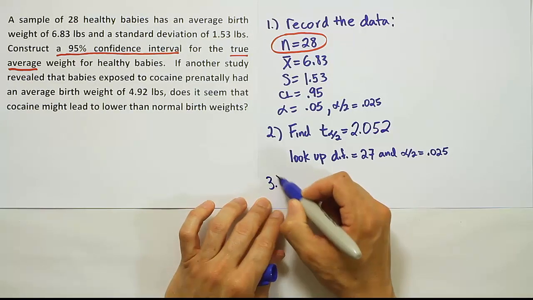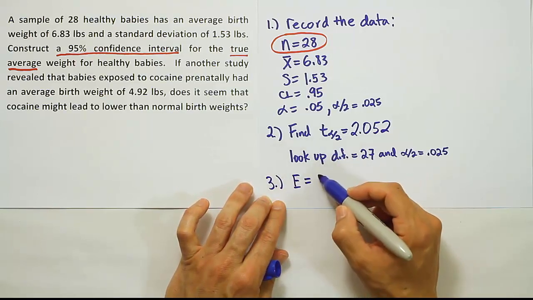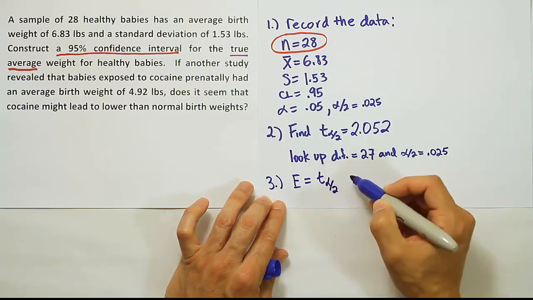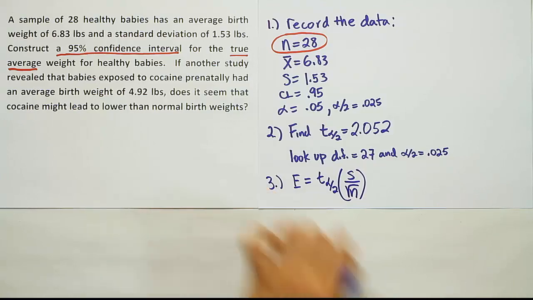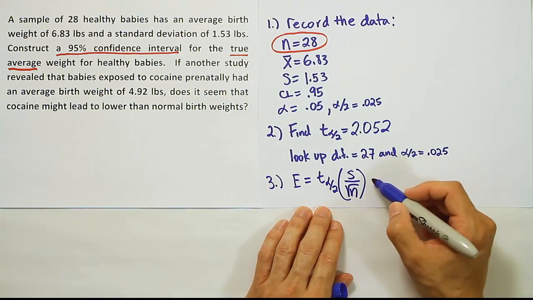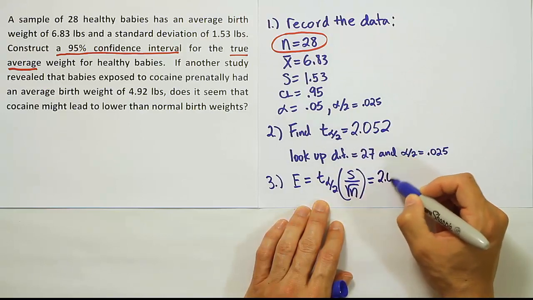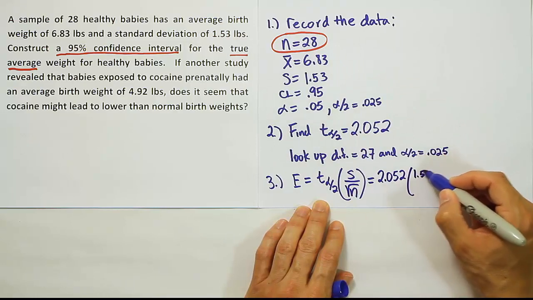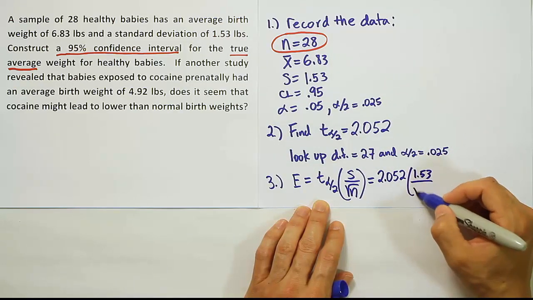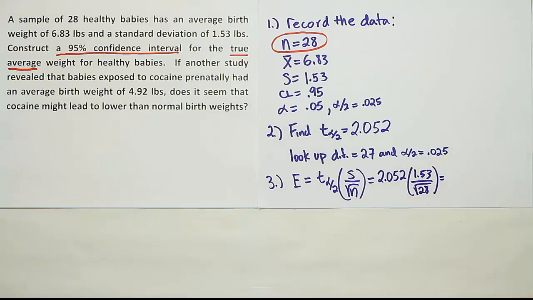All right, so our next step in the problem then is step 3, to get the margin of error. So step 3 is equal to the margin of error, and that'll be, in this case, since it's a T problem, T alpha divided by 2 times S divided by the square root of n. Okay, so that's the margin of error formula. Let's plug in the numbers now that we've calculated all these values above. The T alpha divided by 2 is 2.052. The S is 1.53. And we're dividing by the square root of n, in that case the square root of 28.